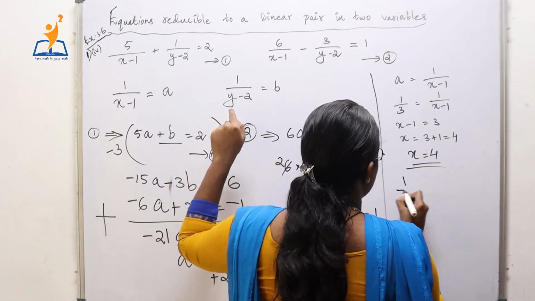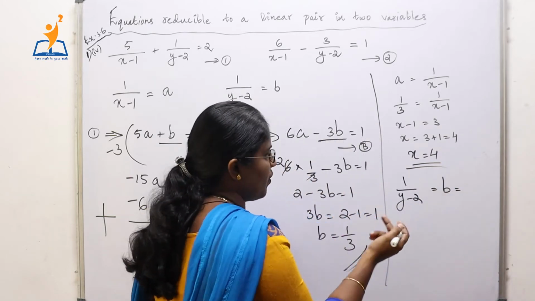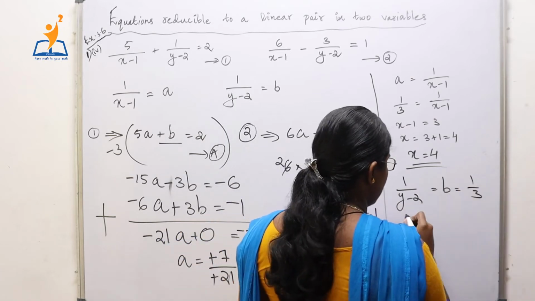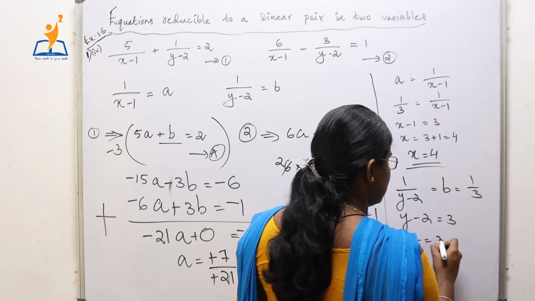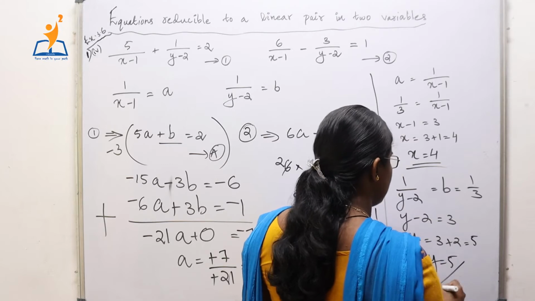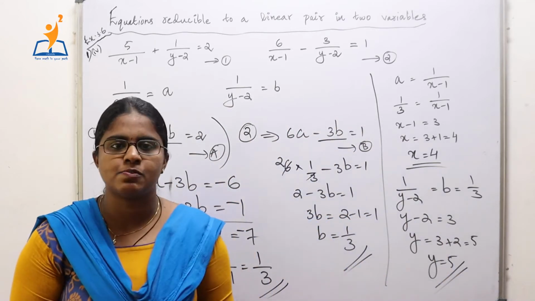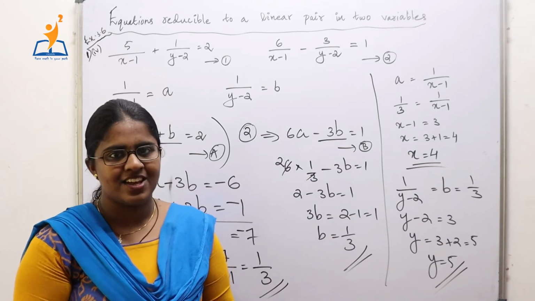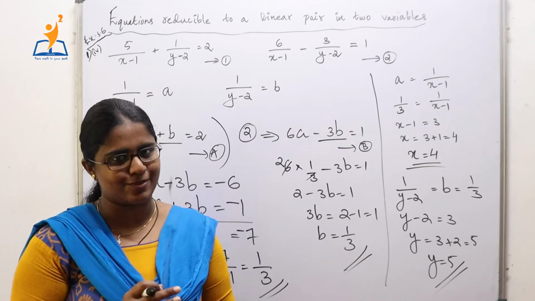Also 1 by y minus 2 is equal to b and b is again 1 by 3. So we got y minus 2 is equal to 3, that is y is equal to 3 plus 2, that is 5. So y is equal to 5 and x is equal to 4 is the solution for this pair of linear equations in two variables. So that's the end of this question. Now we shall move to the next question.